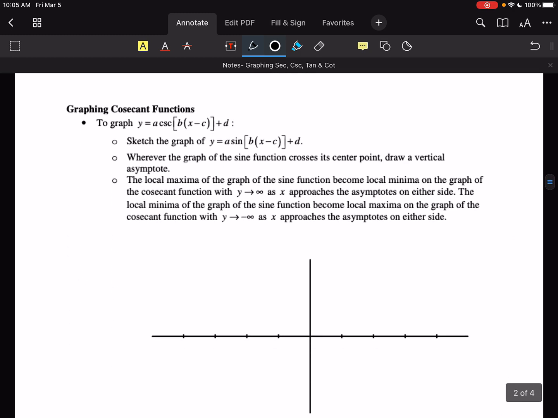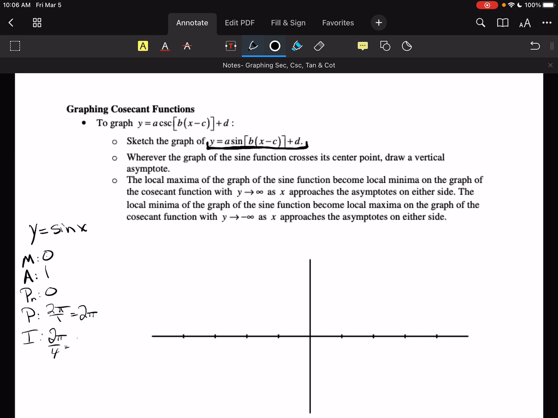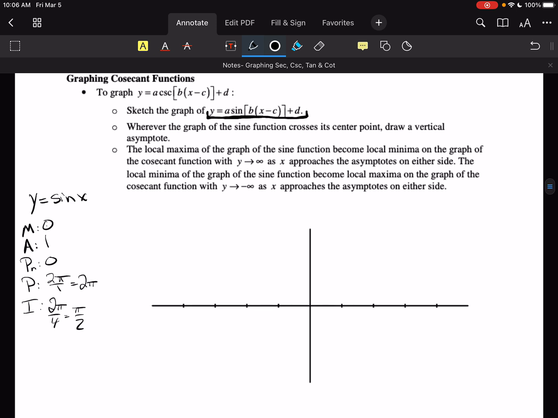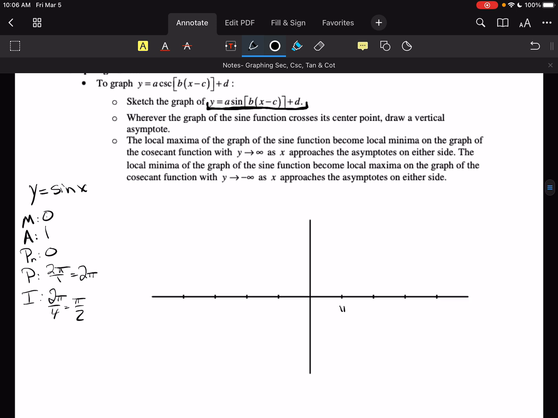So cosecant, again, that's related to sine. So we're going to focus on graphing sine, just like we've been doing. So let's look at sine of x. Again, I'll do the MAPI thing just to show that we kind of do the same thing. Midline 0, amplitude 1, no phase shift, 2 pi over b, and then interval 2 pi over 4. So building my graph here, we're going by pi over 2's.